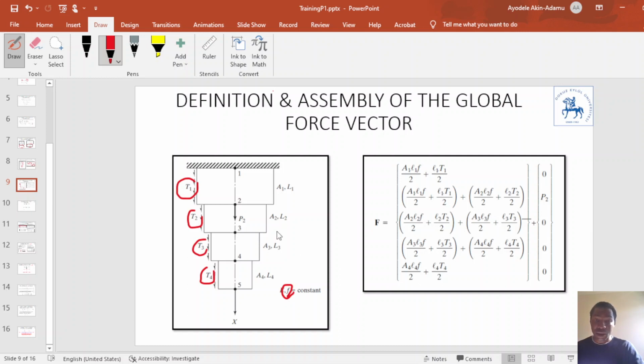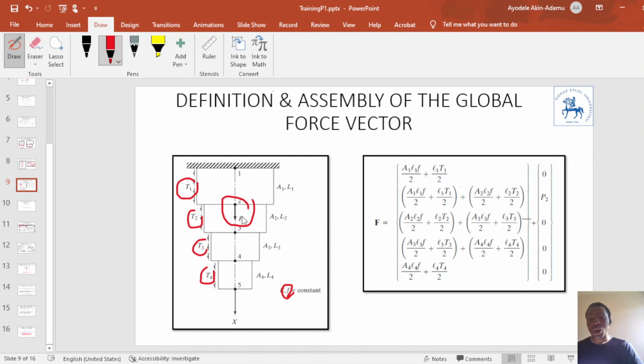And in this example, we also see a point load acting at node 2, P2. So you can see the three different types of forces acting on this body. Now, to assemble the global force vector from this example, the three forces that can be defined in the finite element procedure are found here. In assembling the global force vector, we see that element 1 has a traction force of T1.